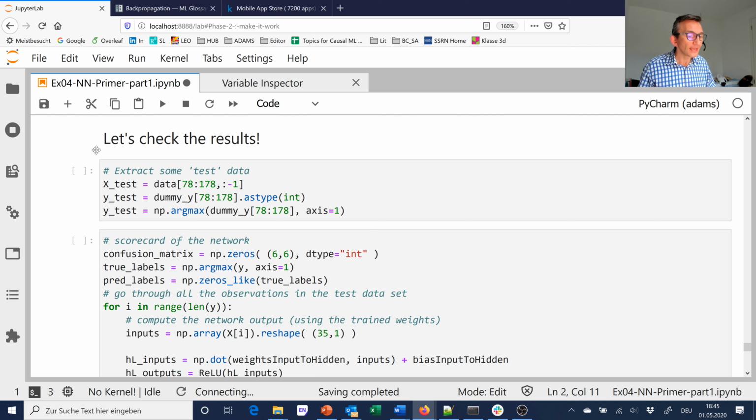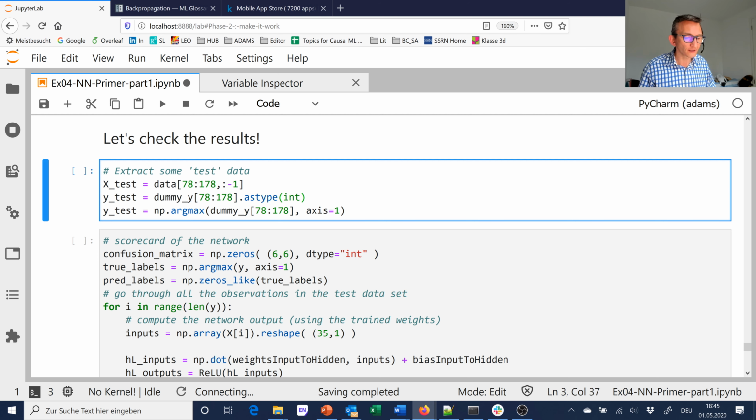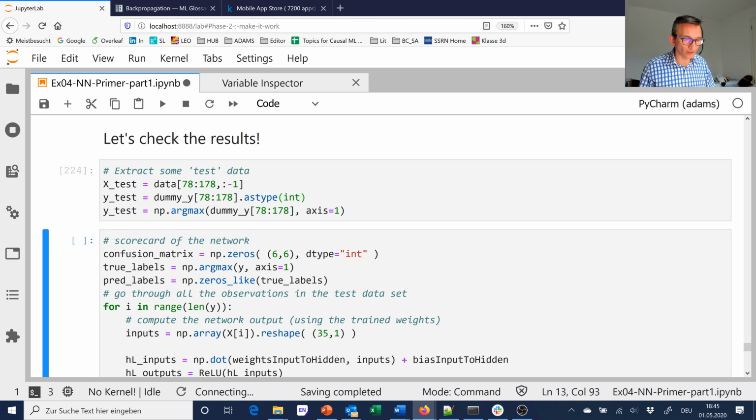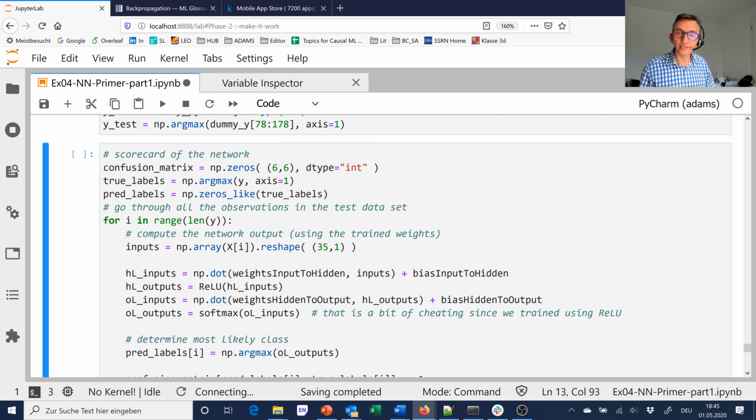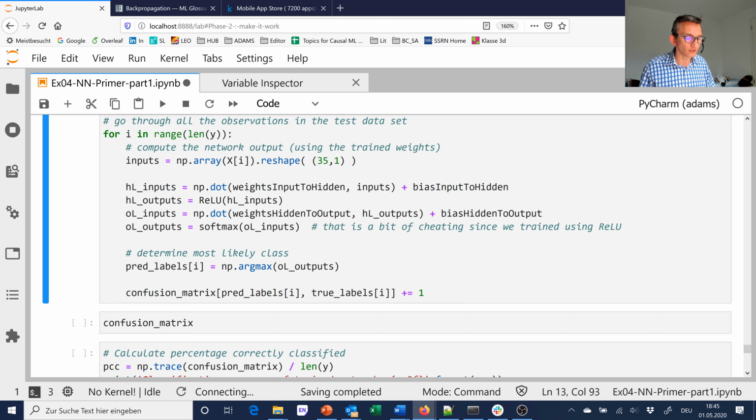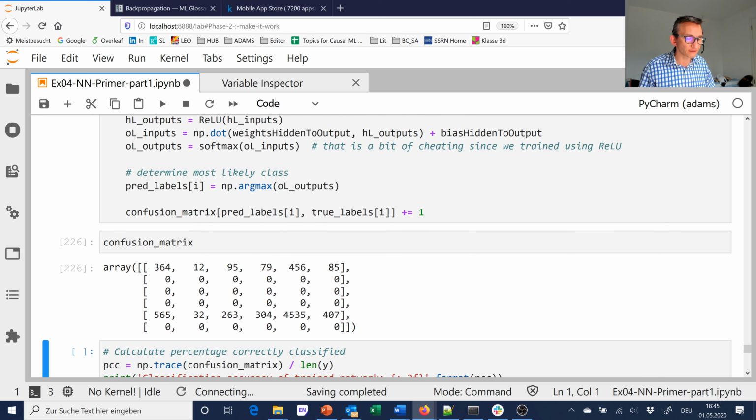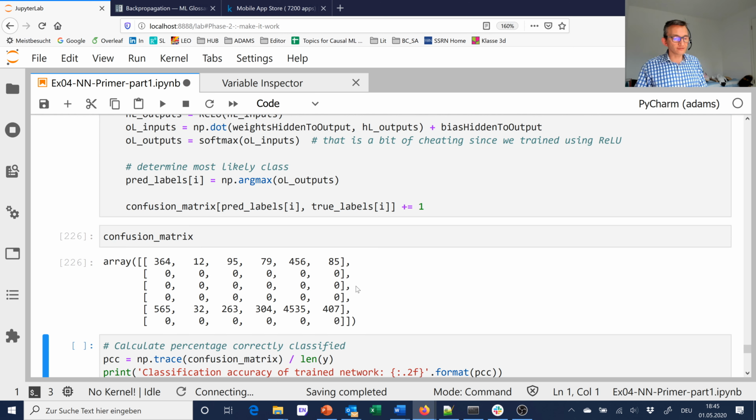So in the remainder of the notebook, there is just a little bit of code to check the results. We are producing some forecasts for a fictitious test data set, applying our network to calculate forecasts for all the observations in the test data set by running the forward path again. That's not particularly exciting. And getting a confusion matrix. And looking at the confusion matrix, you might think that looks weird.